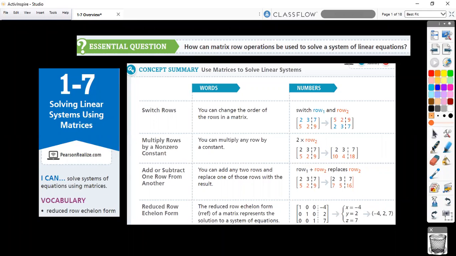Hey everybody, Algebra 2, Lesson 1-7, solving linear systems of equations using matrices. And you're going to use the reduced echelon form in order to do that.